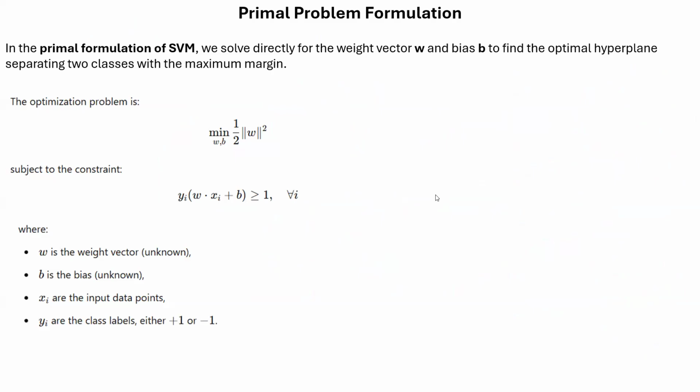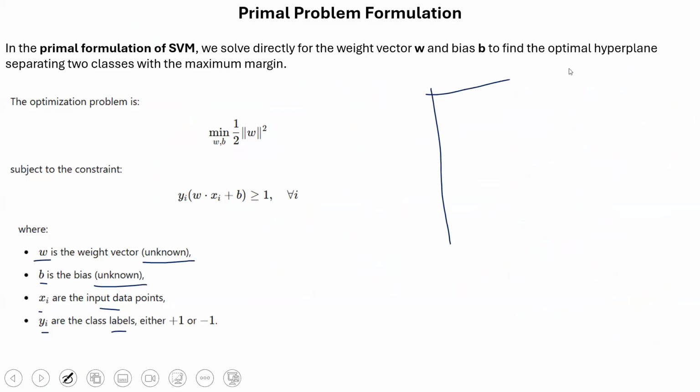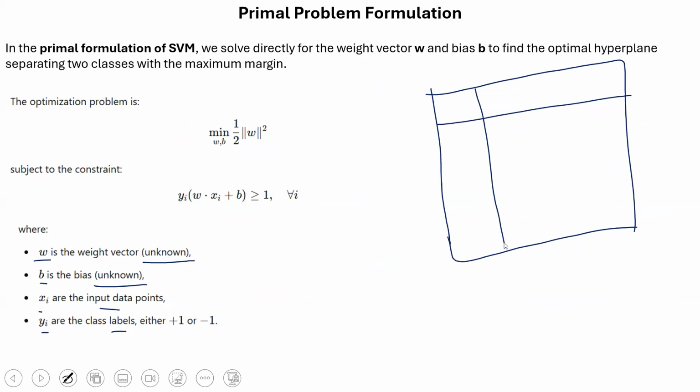Okay, clear. So just understand this. W is an unknown parameter. B is an unknown parameter. Xi is input points. This is known. Yi is known. Why are Xi and Yi known? Because you will be given a data set. In this data set, let's suppose these are all the features of the dog, and this is Yi. So this is all Xi.